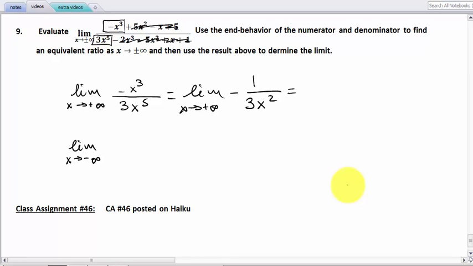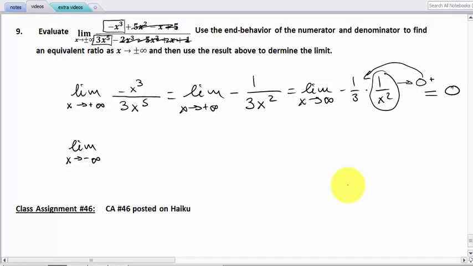Or if you want, let me write that differently: it's the limit of negative 1/3 times 1 over x squared as x approaches plus infinity. So what's going on at plus infinity right here? As x approaches plus infinity, x squared is going to get very, very large, but 1 over x squared will get very, very small. It's going to be 0, right? A 0 that is positive because it's x squared. And then you multiply this positive 0 by negative 1/3. So you just multiply by something negative. Anyway, it's going to be 0 no matter what, right?